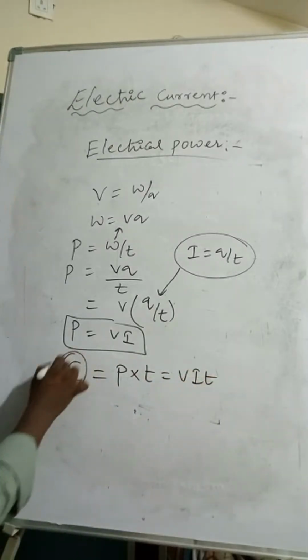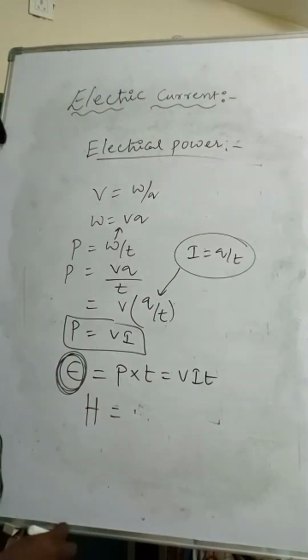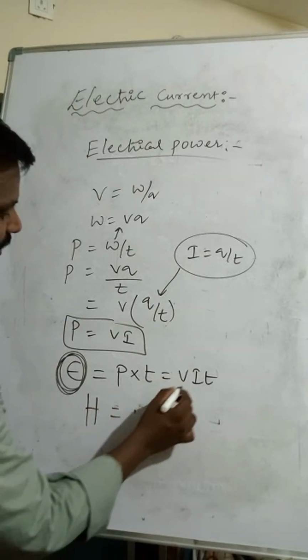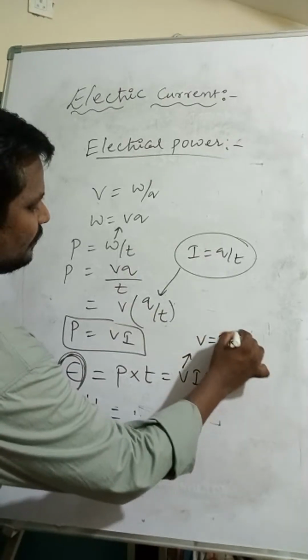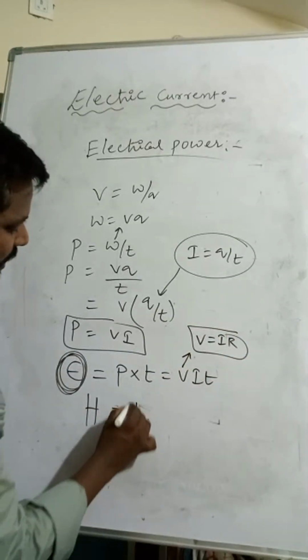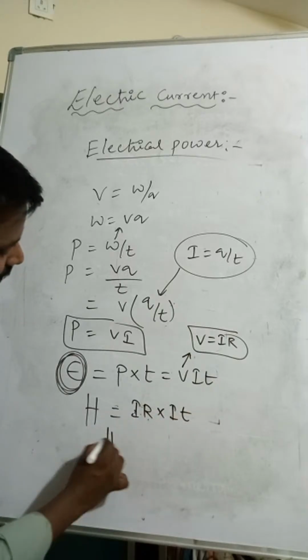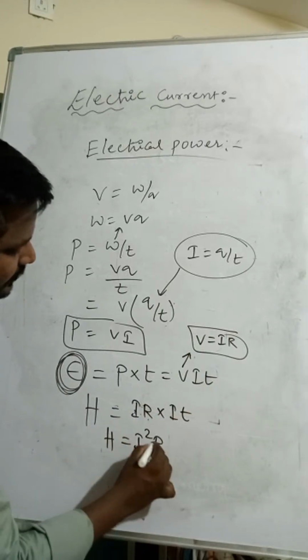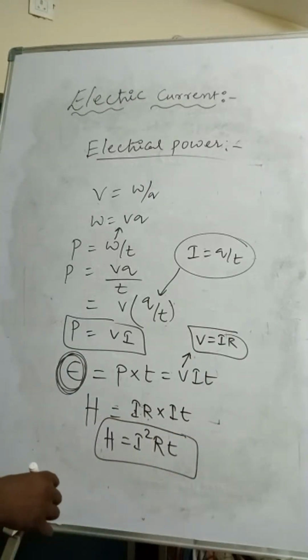Whatever the energy is given or produced in the conductor, that will come out as heat. So we know V equal to IR from Ohm's law. So from here, I into R into I into T. So that is nothing but H equal to I square RT. So this is nothing but heat produced in the conductor.